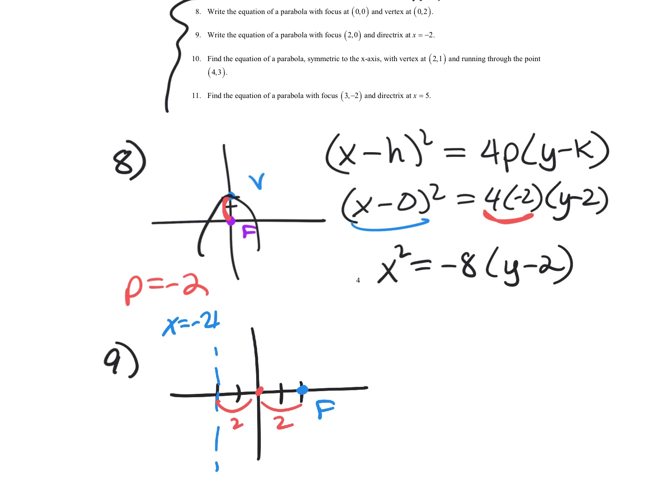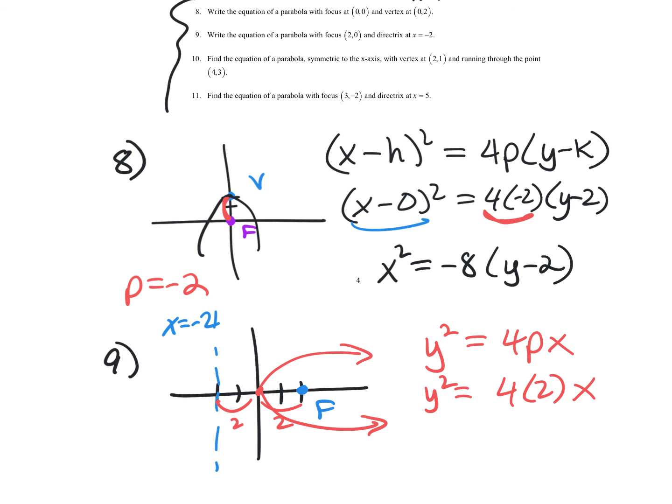And again, it's opening surrounding the focus. So since my vertex is at the origin, I'm using y squared equals 4px. My p-value is 2. So all I have to do is multiply 4 times 2, and my equation is y squared equals 8x.